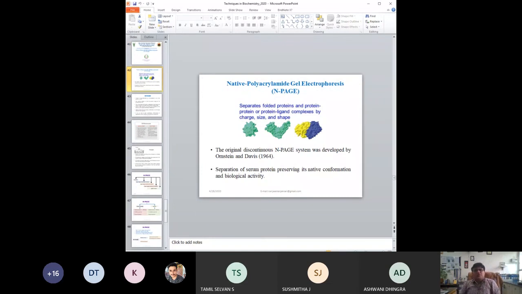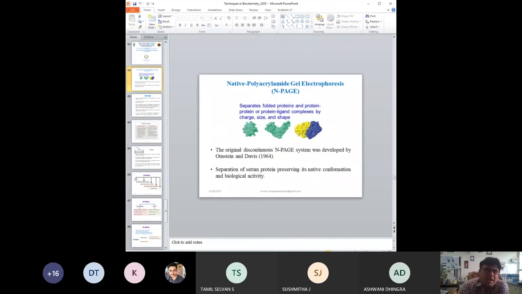If you see here, the original native PAGE system was first developed by Ornstein and Davis in the year 1964. They first discovered this native PAGE system out of requirement. At that time people were doing a lot of SDS-PAGE, but Ornstein and Davis were working on serum protein, and they wanted to preserve the native conformation and biological activity of the protein on the gel. Out of compulsion they discovered this particular method, which nowadays we call native PAGE.